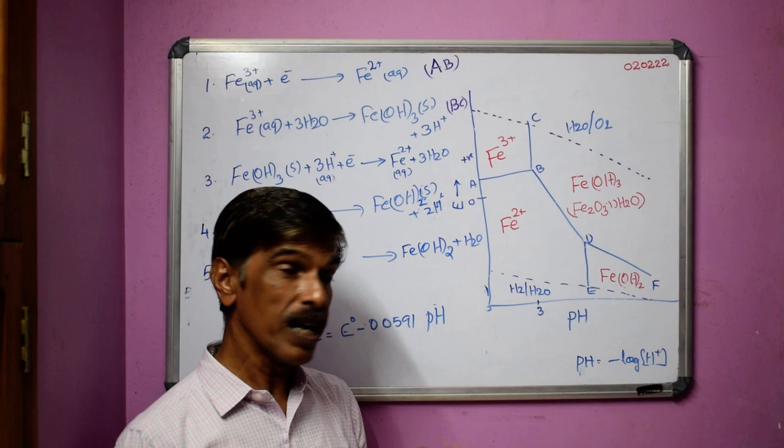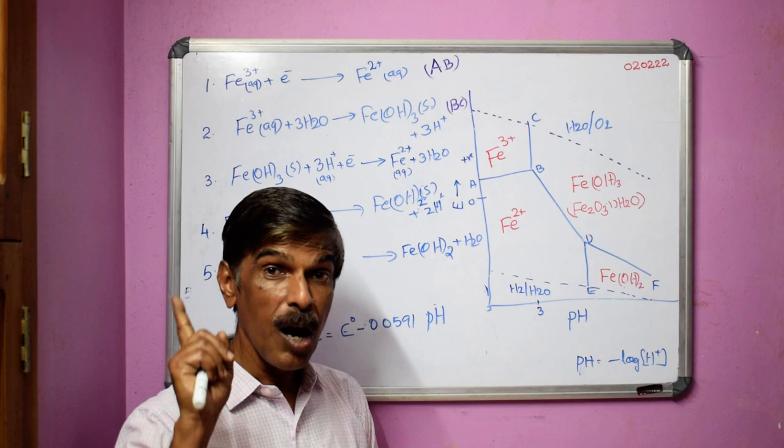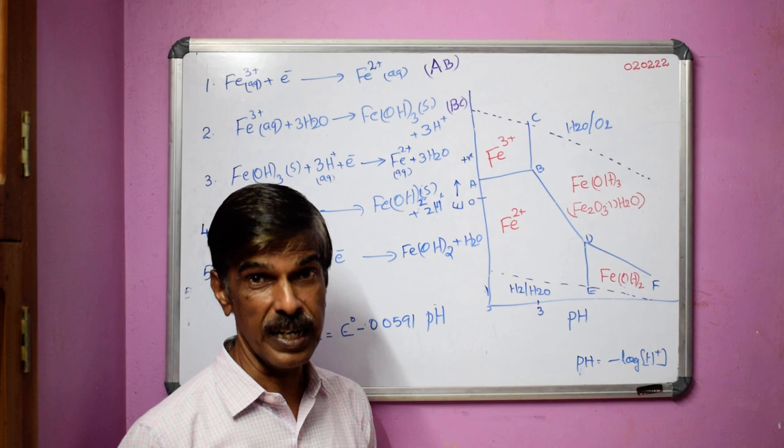Reducing condition. Reducing condition is oxygen depleted water. The oxygen content in the water is low, due to the presence of organic matter. Decaying organic matter will consume a lot of oxygen in the reaction, and we can see that such a water will be very poor in oxygen content.